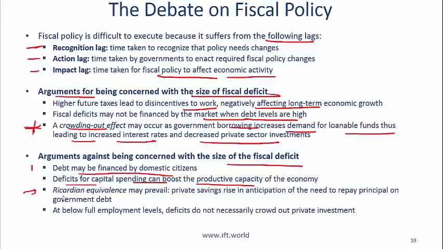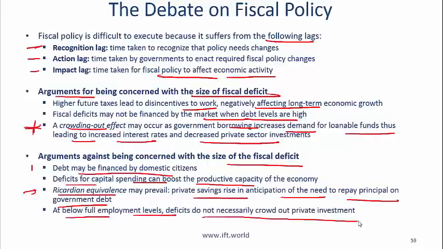Another argument has to do with Ricardian equivalence. According to Ricardian equivalence, the private savings will rise in anticipation of the need to repay principal on government debt. And finally, at below full employment levels, deficits do not necessarily crowd out private investments. So anyway, these are the arguments against being concerned with the size of the fiscal deficit.